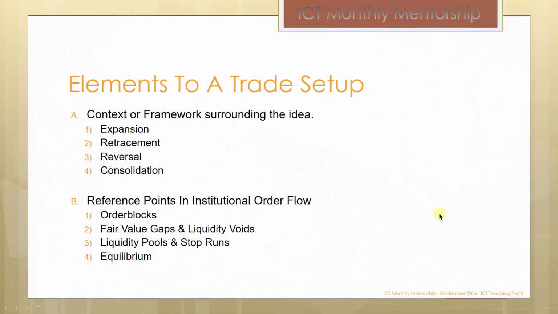Now, in the first video I gave you elements to a trade setup, and I gave you two characteristics to it. There's context and framework around the trade, and then obviously those refer back to institutional order flow. So you have to be able to bridge the two, understanding expansion, retracement, reversal, and consolidation, and applying them respectively to order blocks, fair value gaps, liquidity voids, liquidity pools, stop runs, and equilibrium. What does that mean for us, for instance, in its scope of price? How can we use these ideas and make them applicable to price?